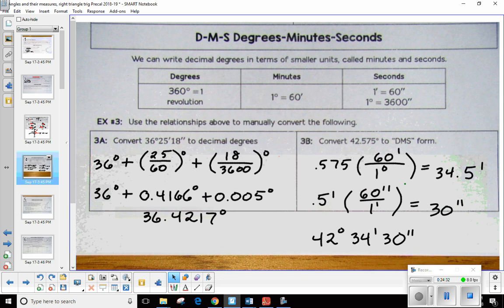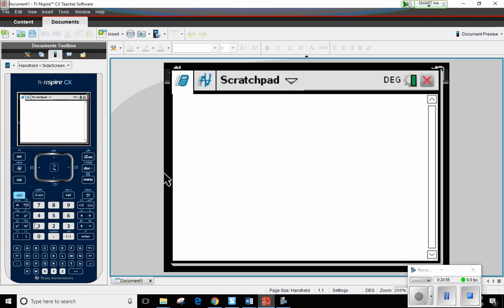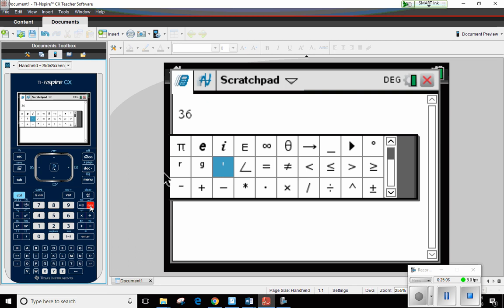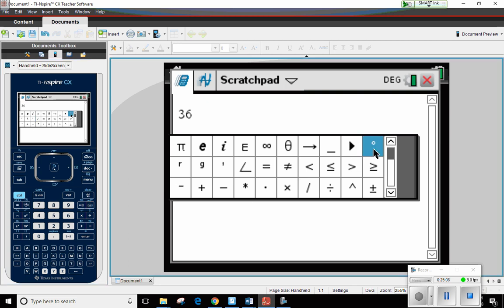Okay, so let's say I have this right here: 36 degrees, 25 minutes, 18 seconds. And I want to convert it to decimal degrees. The conversion itself is really easy. You just have to know the keystrokes. So I'm going to come on over here to my calculator. First I'm going to type in the 36 for the degrees. If you hit Control and come over to your catalog, the open book one, you'll notice that in the top right, that's where your degrees are at.